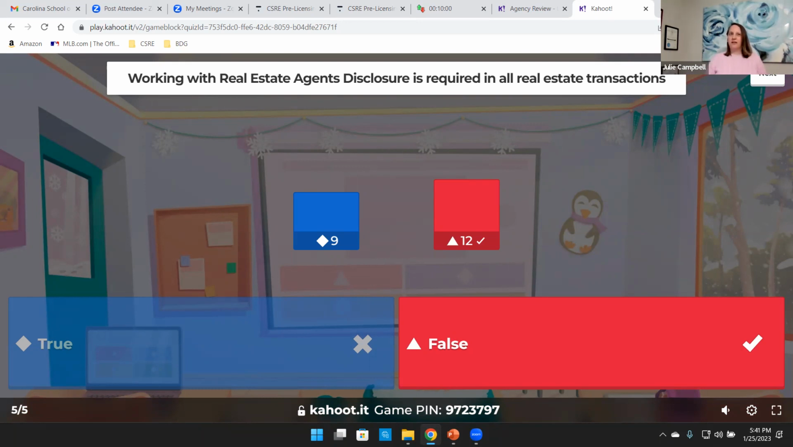We tend to forget about lease transactions, maybe because we haven't covered it yet. I don't know, but be wary of these questions, you guys. When they say all real estate transactions, they're talking about lease, sales, everything. The disclosure is only required with sales transactions. Questions on this one?